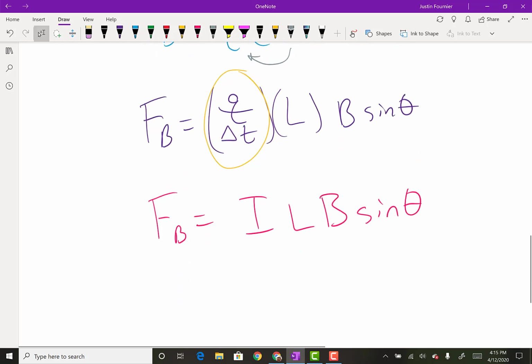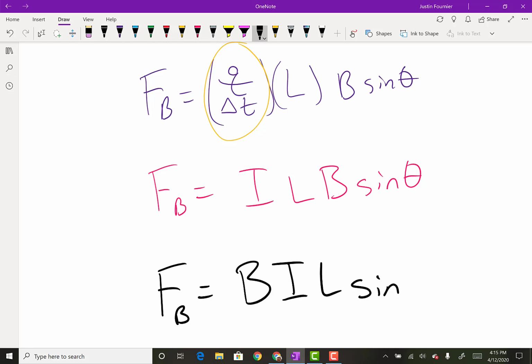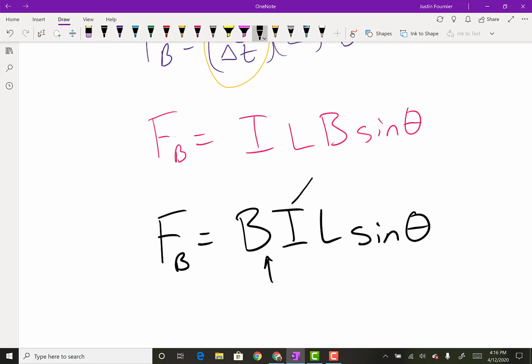Or a better way to write this, easier to remember, is that it's BIL, like Kill Bill. So B is the magnetic field, I is the current of the wire, and L is the length of that wire, how big that wire is. And then theta is again the angle between the current, whatever direction the current is moving, and the magnetic field vector. So there you go.